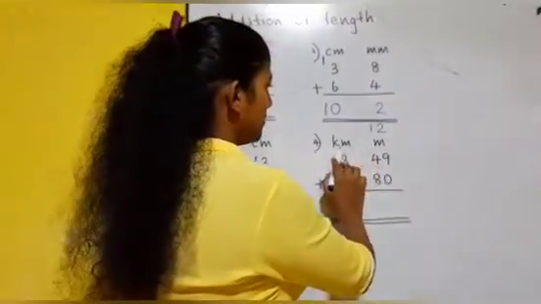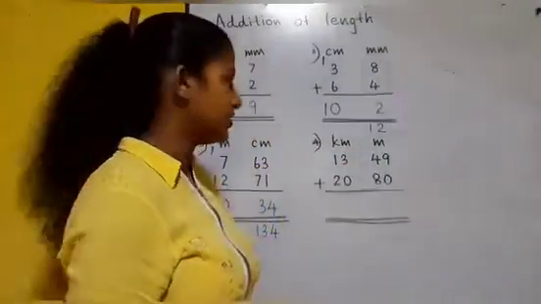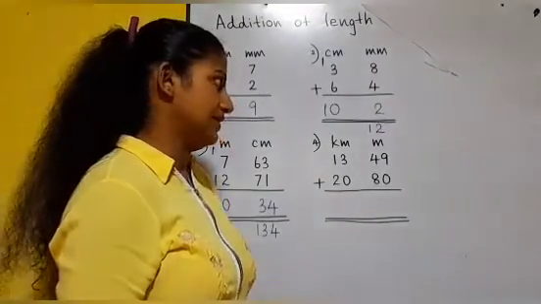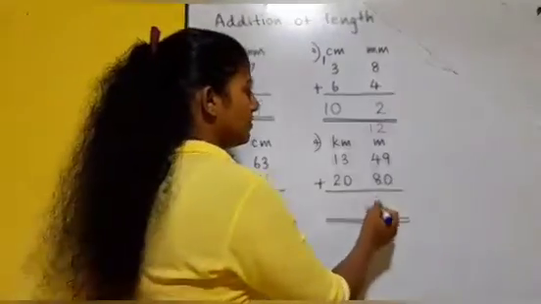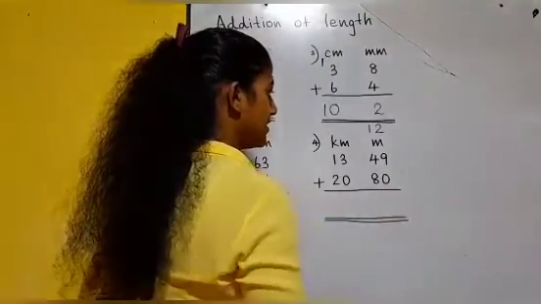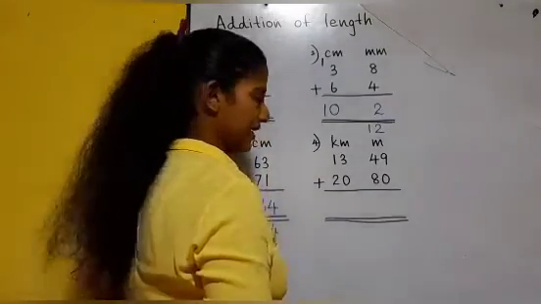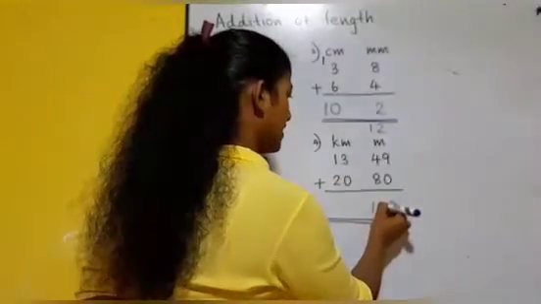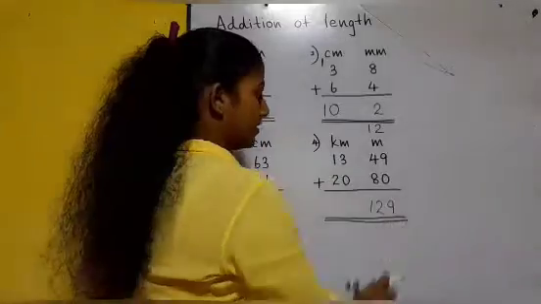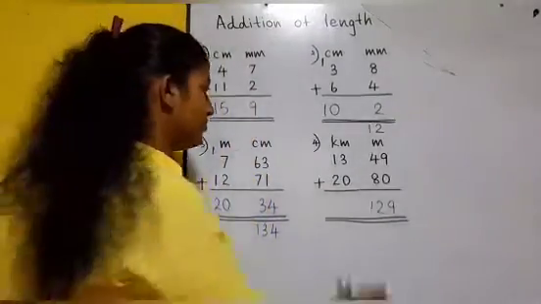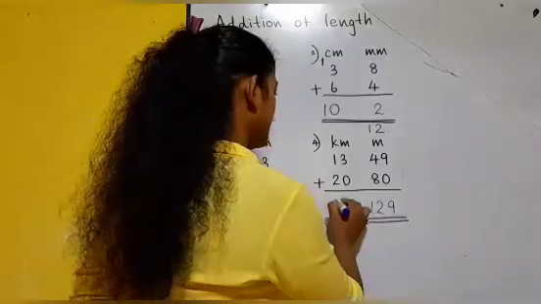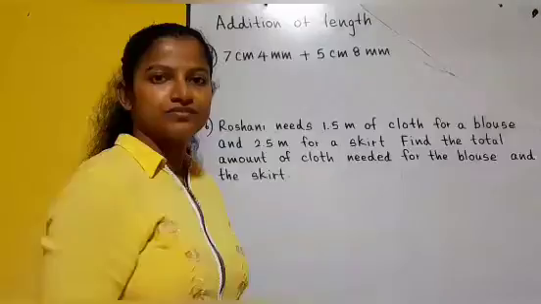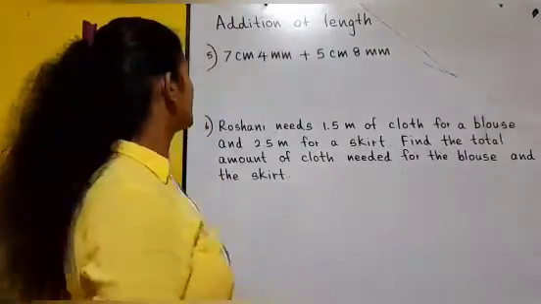Next one, between kilometers and meters, the relationship is 1 kilometer equals 1000 meters. So the maximum amount you can keep in the meter side is 999. 9 plus 0, 9. 8 plus 4 is 12. So 129 can be kept here. No problem. Then 33 kilometers 129 meters. Another two examples.